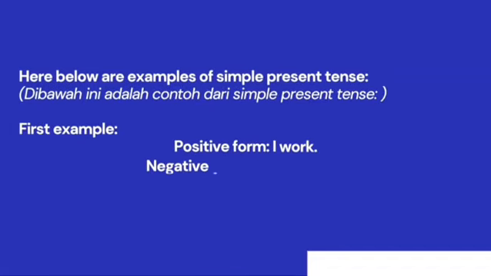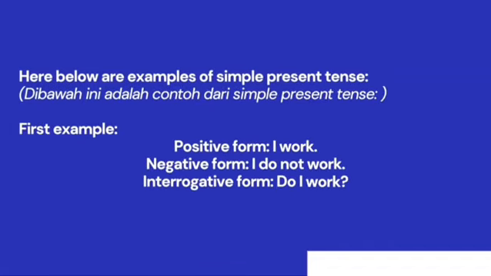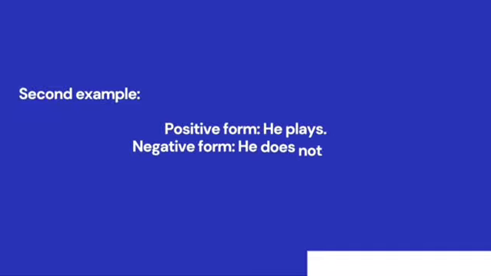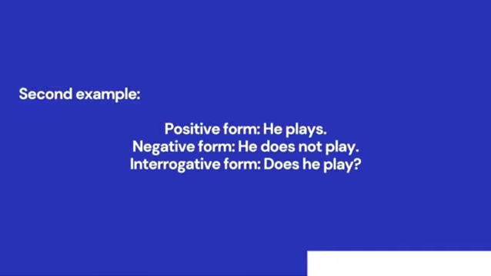Here below are examples of simple present tense. First example, in positive form, I work. In negative form, I do not work. In interrogative form, do I work? For the second example, in positive form, he plays. In negative form, he does not play. In interrogative form, does he play?